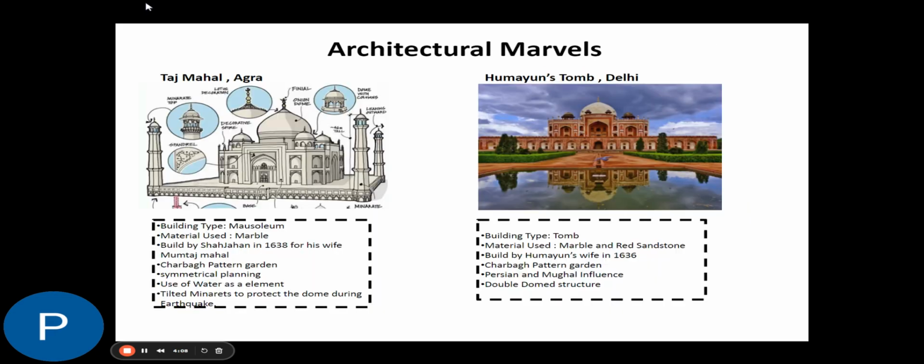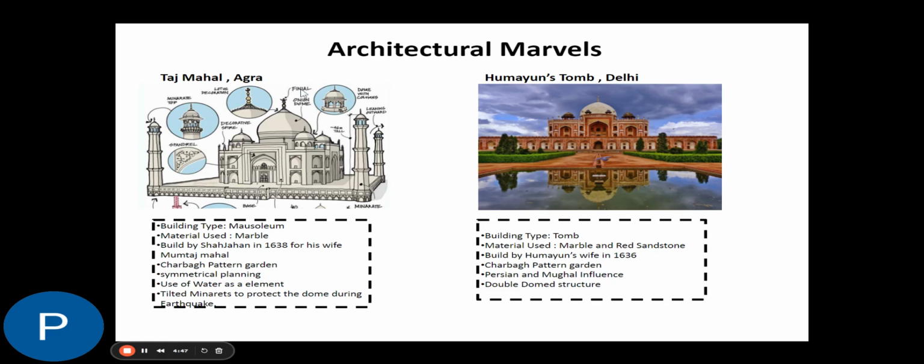Now, coming to the architectural marvels built during this era, the first one was the Taj Mahal. Basically, as we know, it was a mausoleum. It was built for Shah Jahan's wife, Mumtaz Mahal. The material used was marble, and it was built by Shah Jahan in 1638. It features a charbagh pattern garden. It has symmetrical planning, and water has been used as an element. It has tilted minarets to protect the dome during earthquakes.